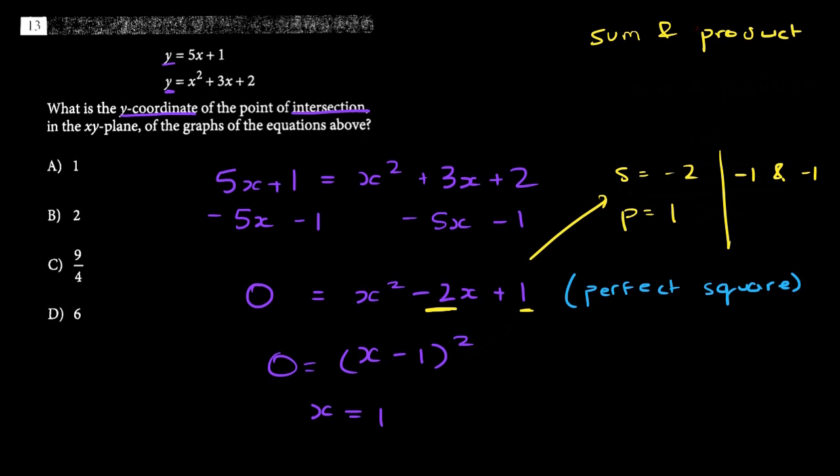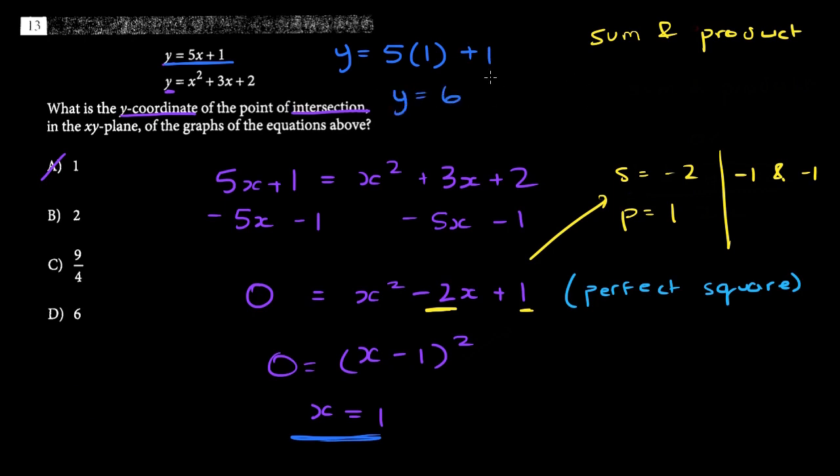Obviously, that's not what the question is asking for. They're not asking for the x coordinate, which makes A wrong. They're asking for the y coordinate. So the way I can do that is by simply subbing in this x value into any of these equations. I'm going to plug it into the first equation because that's a linear equation. It's much easier. So our solution is y equals 5 into 1, the 1 from here, plus 1. And so y equals 6.